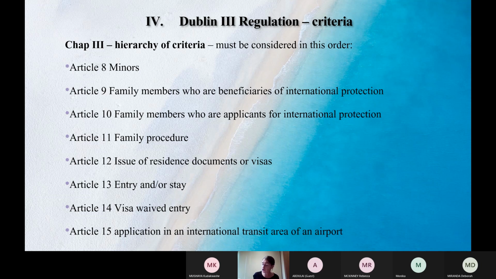If they were issued a residence document which expired more than 2 years previously, or a visa which expired more than 6 months previously, this criterion no longer applies as well. So then Article 13, this is entry and/or stay, and this concerns irregular crossing of a border by land, sea or air from a third country. In that instance, it is the member state thus entered that is responsible. And this responsibility ceases 12 months after the date of the irregular crossing.